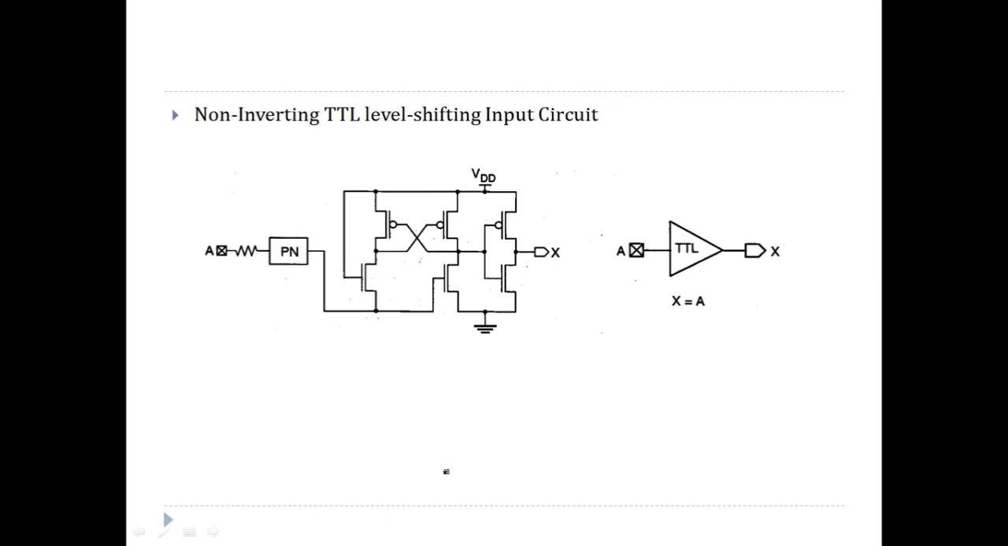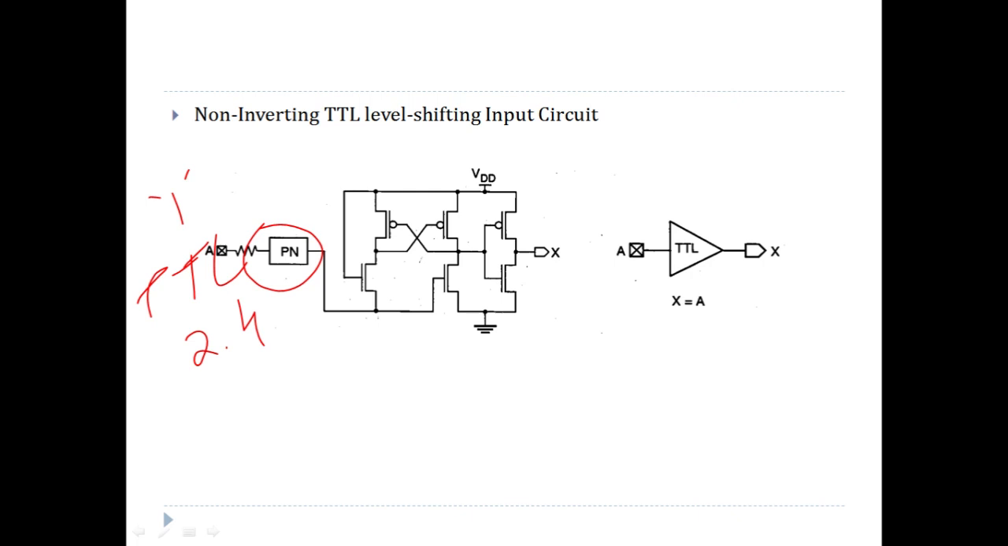Okay, let's check this for logic 1 as well. So if the logic 1 input is there, it will go to the protection network. Let's consider for the TTL, logic 1 is, let's say, 2.4 volt.